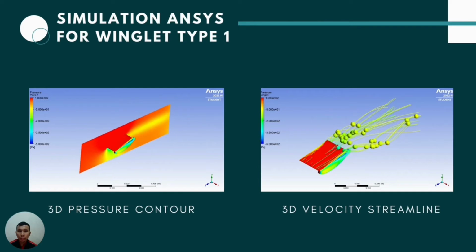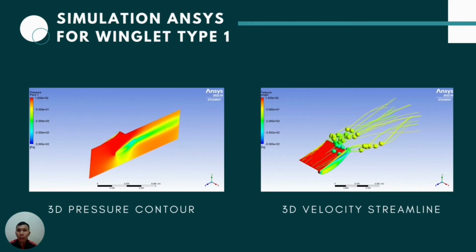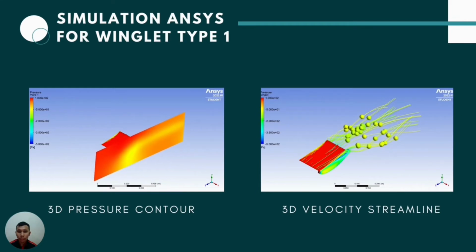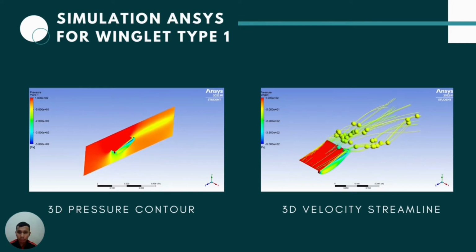And then this is a 3D velocity streamline. So we can see that it follows our desired flow that we want. It follows the structure design. You can see it's from left to the right.